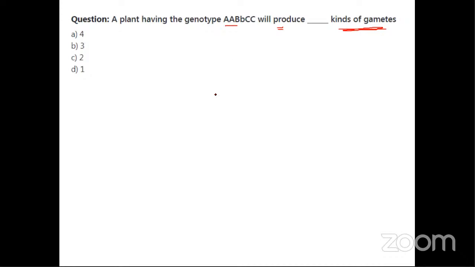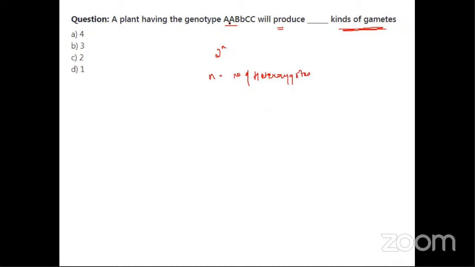See here, it is a very simple question. There is a shortcut for such questions. Okay, if this is the genotype, and the question is asking the kinds of the gametes, the formula that you have to apply is 2 to the power of n. All right, what is n? n is the number of heterozygotes.